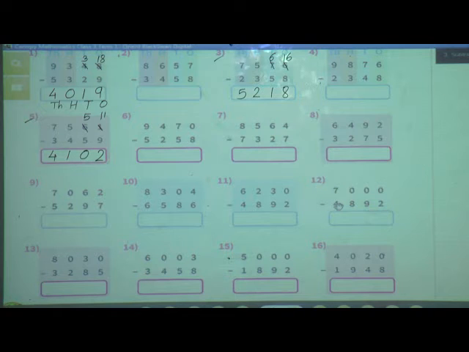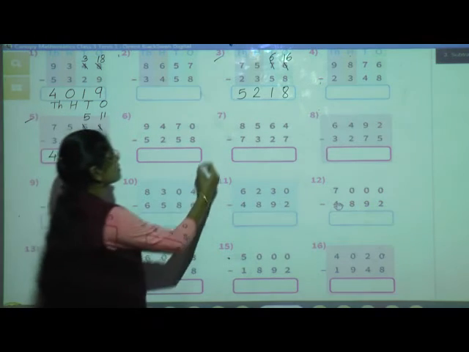So 7,561 minus 3,459 is equal to what? 4,102. Okay. Now we will move to the next example, that is the 7th one.